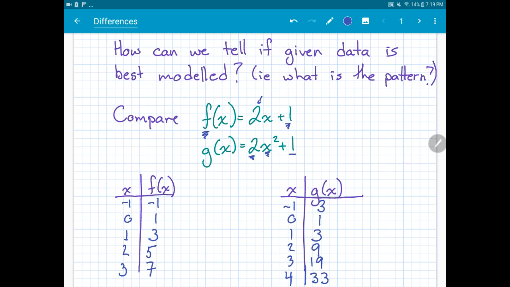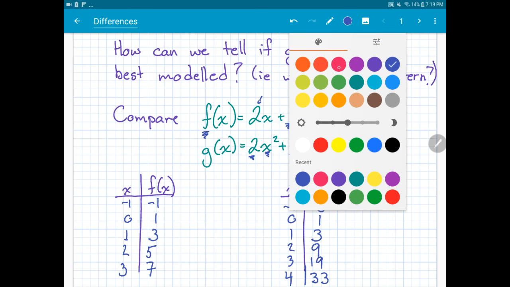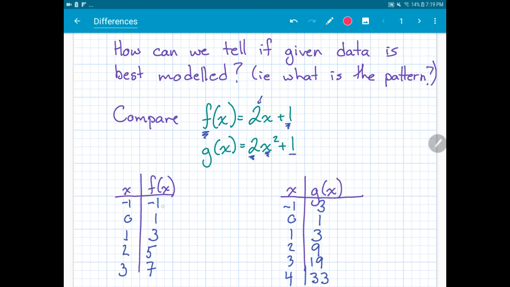Okay, so now what we want to do is we just want to look at how the outputs are related to the one before it. In other words, what do we do to get from here to here? Is there some kind of pattern to go from one number to the next? Well, to go from minus 1 to 1, you've got to go from minus 1 to 0, and then from 0 to 1. So we're going to go up 2. To go from 1 to 3, we're going to go up 2 again. And from 3 to 5, we'll go up 2. And from 5 to 7, we're going to go up 2. And you notice these are all the same.